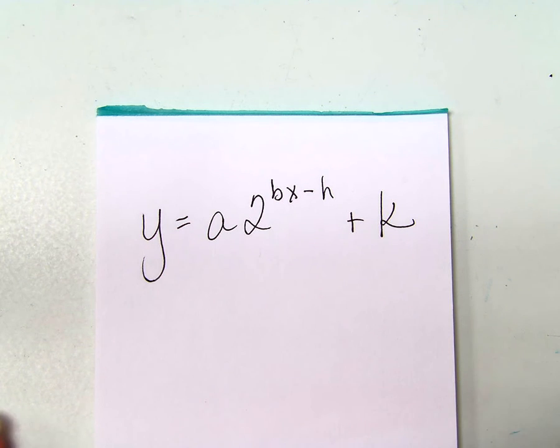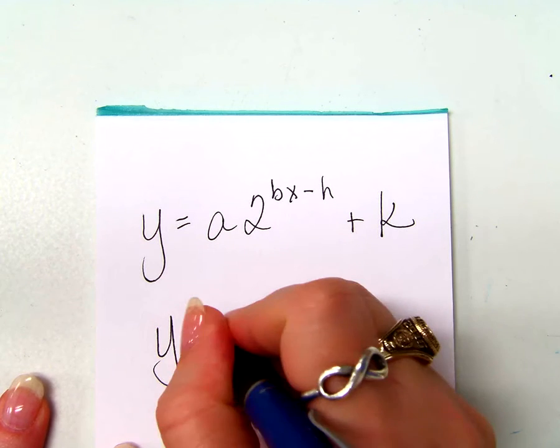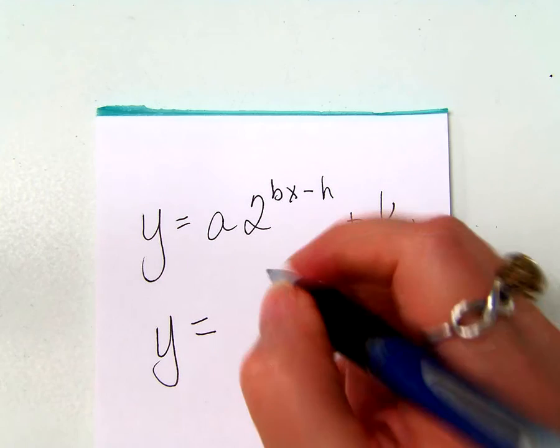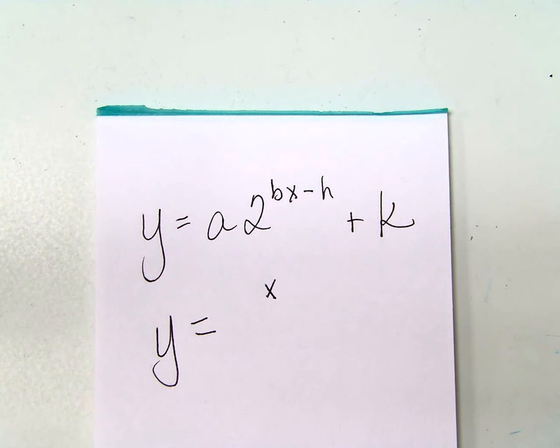Well, it's got to start out y equals, right? Y equals. What makes something an exponential function? The exponent. Where's the exponent? I mean, what's in the exponent? The x, right? So let's put an x in the exponent. What's the base? A number. That's exactly right. Which number? Any number.